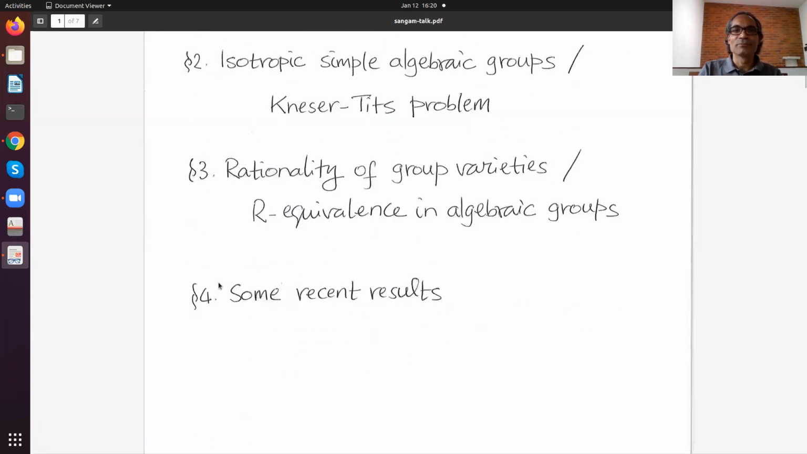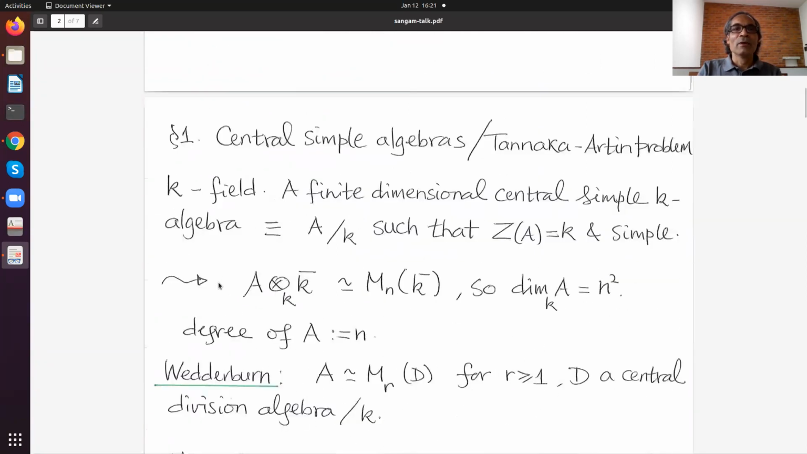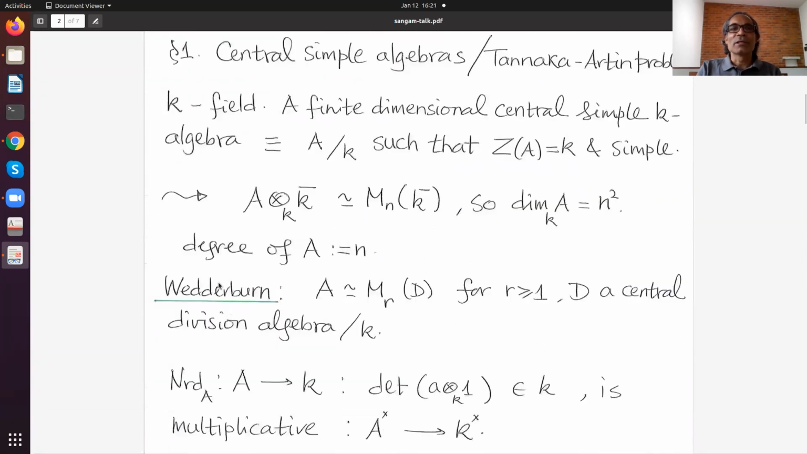So I begin. The first part is central simple algebras. These are algebras which, when you go all the way to the algebraic closure, become a matrix algebra. So A tensor k bar is M_n(k bar). We call this n the degree of A.